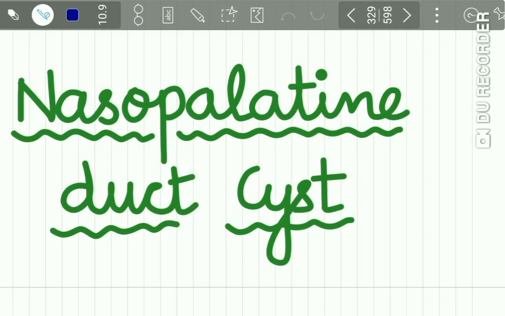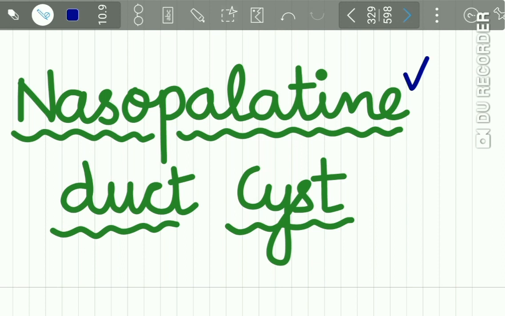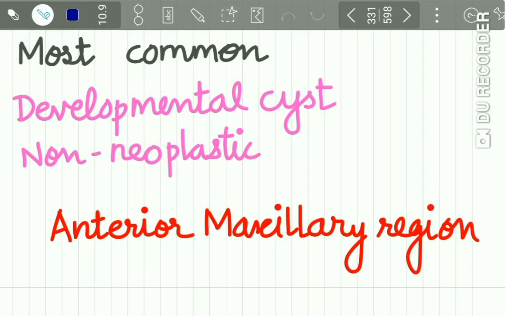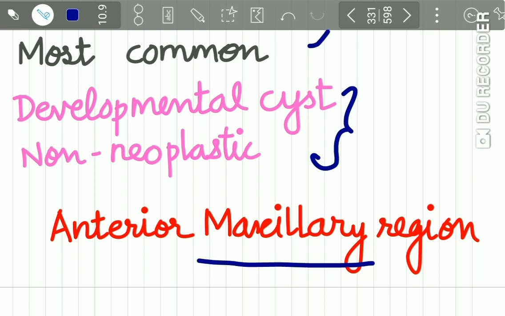Now let us study each of these cysts in detail. First, in this lecture, we will be studying the nasopalatine duct cyst. The other names are the nasopalatine canal cyst and the incisive canal cyst. It is the most common non-odontogenic cyst, and it is a developmental cyst and it is non-neoplastic. It occurs in the anterior maxillary region.